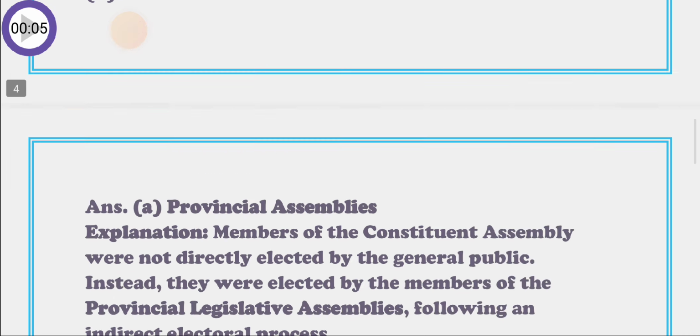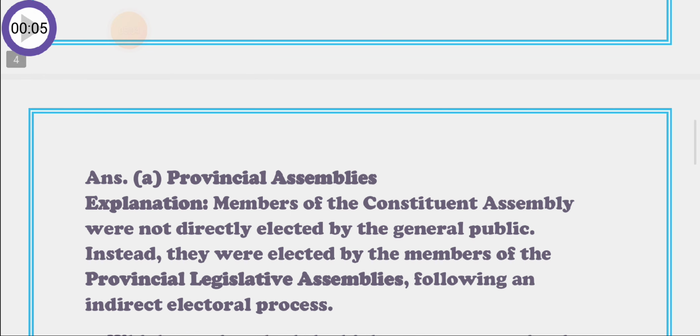So the answer is A. Provincial assemblies. Members of the Constituent Assembly were not directly elected by the general public. Instead, they were elected by the members of the provincial legislative assemblies following an indirect electoral process.